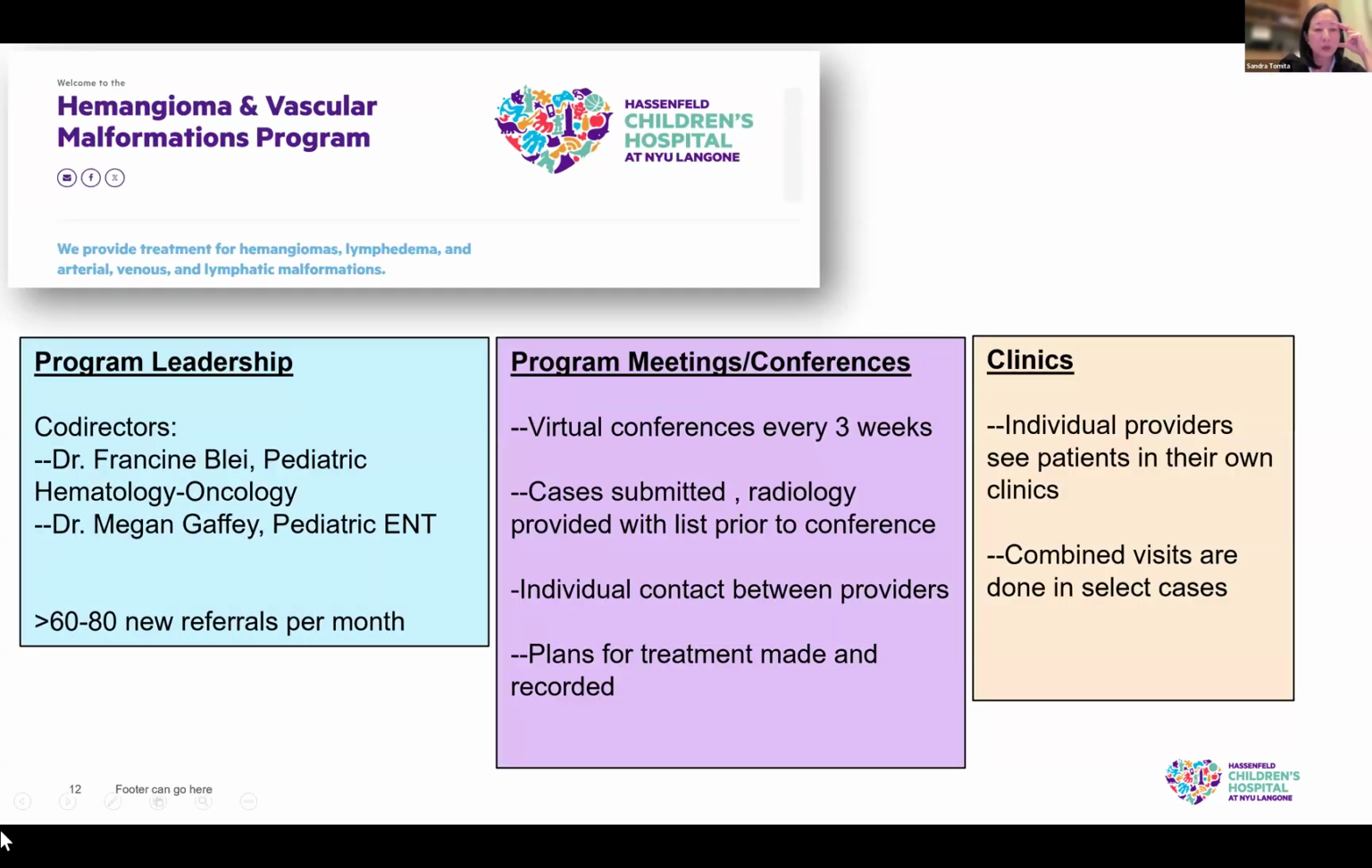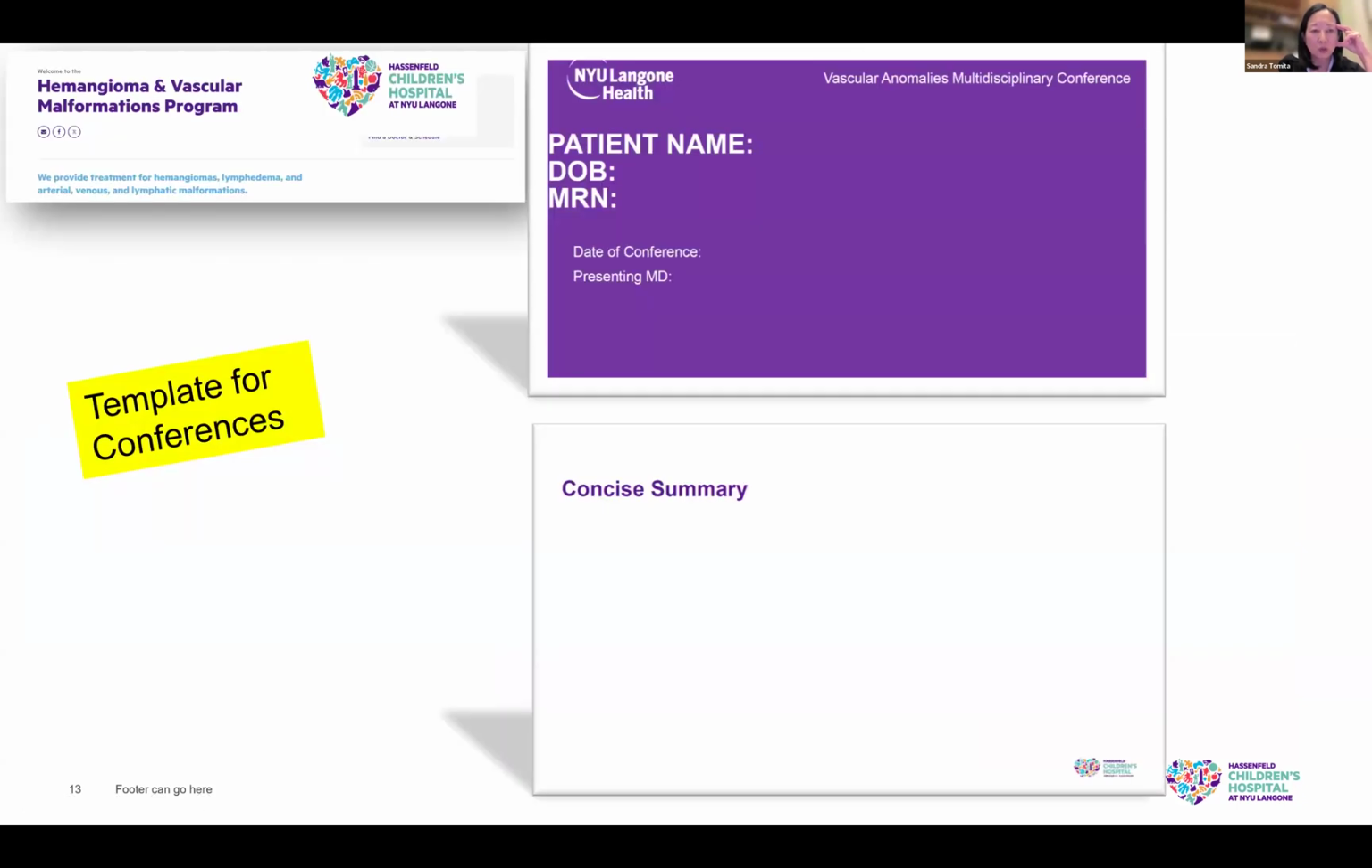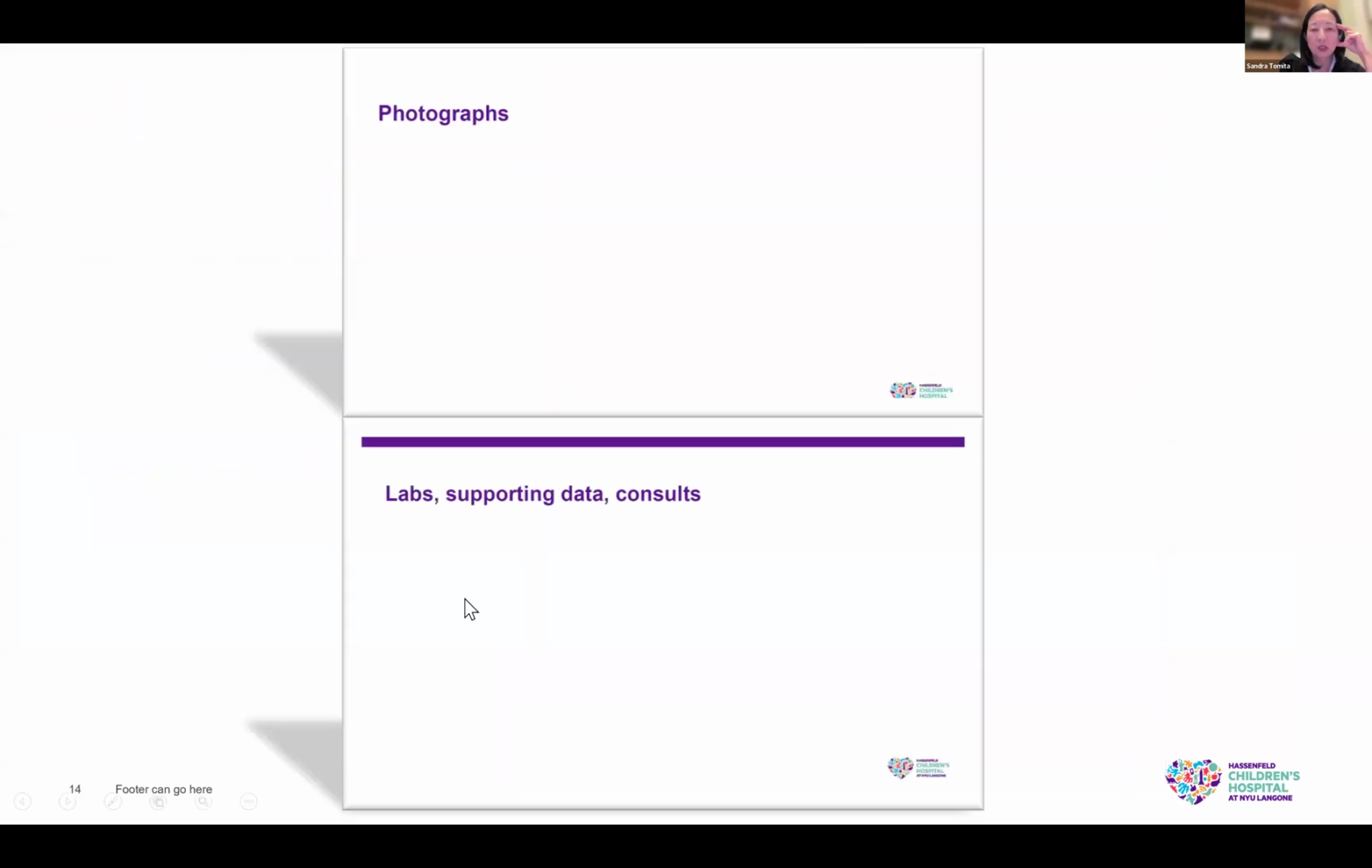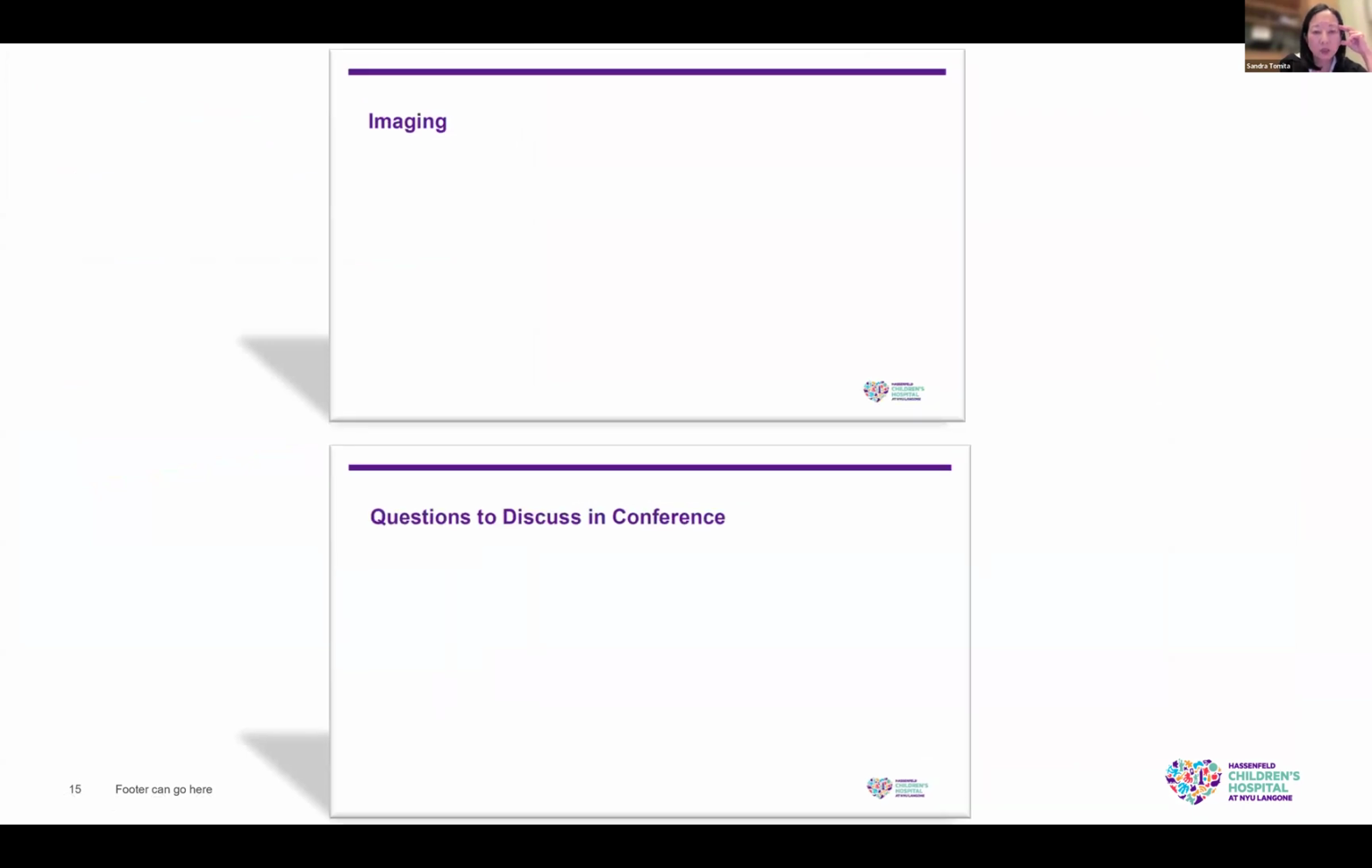Since we started our program, we now have up to 80 referrals per month. We meet virtually every 3 weeks, and there's a lot of individual contact between providers. I just wanted to show you our template that we use for our conferences, which gives a summary of the patient's history, as well as photographs, labs, data, imaging.